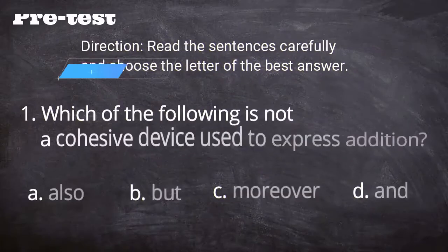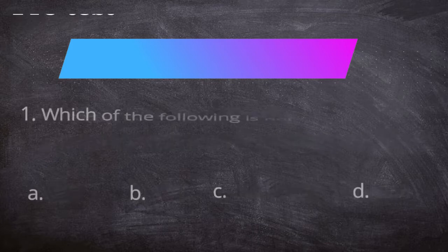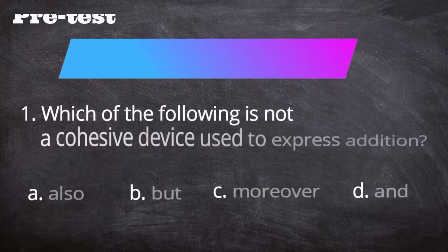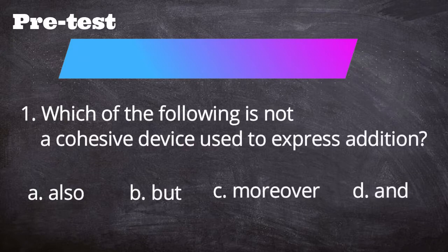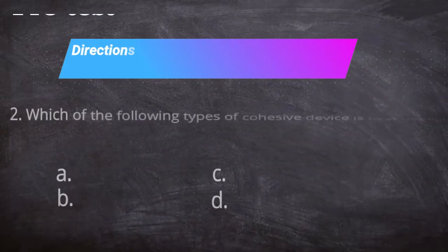Alright, so let's have first our pre-test direction. Read the sentences carefully and choose the letter of the best answer. Alright, for question number 1 we have, which of the following is not a cohesive device used to express addition? A. Also, B. But, C. Moreover, or D. And. Correct. The answer is B. But.